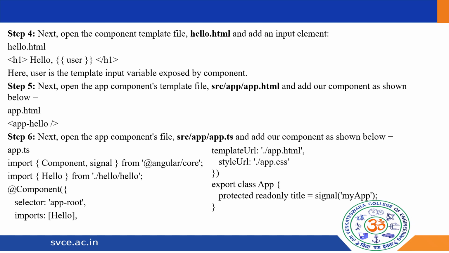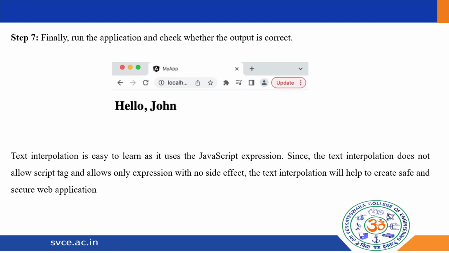In step 4, you have to open the component template file and then add the element. In step 5, you have to open the component template file and add the component. In step 6, open the app component file and add the component as shown below. So finally, you get the output like this.